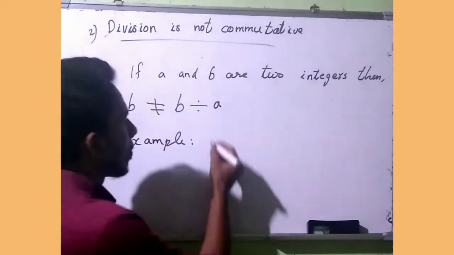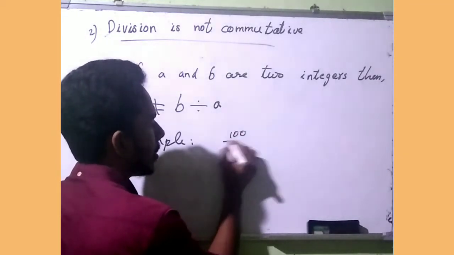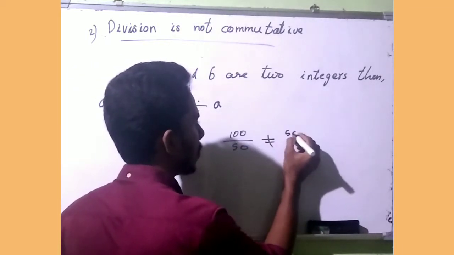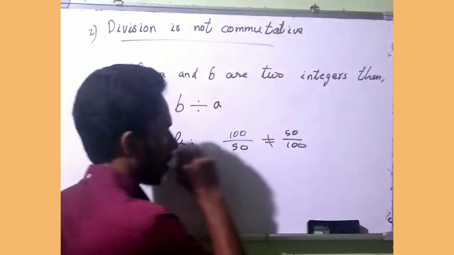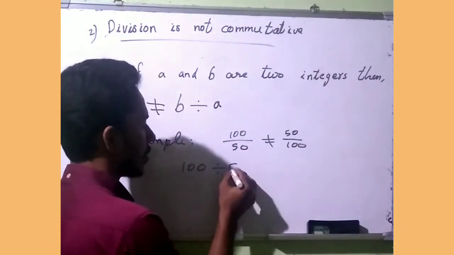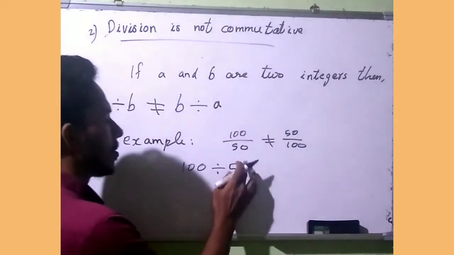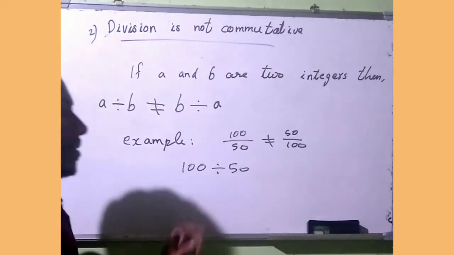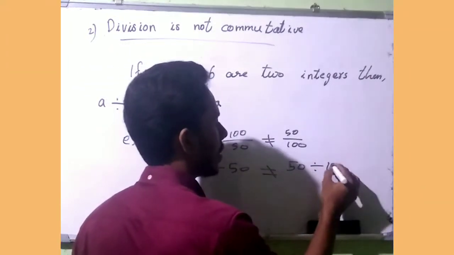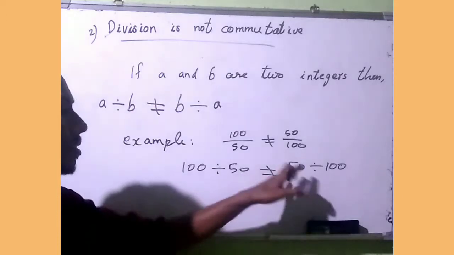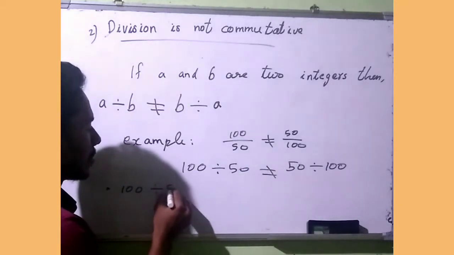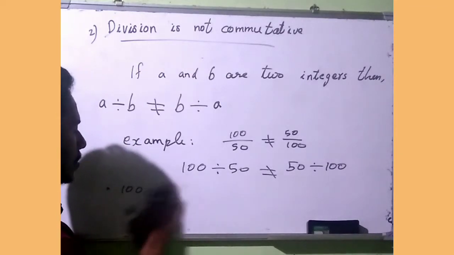Example 2. 100 divided by 50 is not equal to 50 divided by 100. That means we can also write this term like this. These are similar. 100 divided by 50 is not equal to 50 divided by 100. What are the answers of these separate questions? 100 divided by 50.